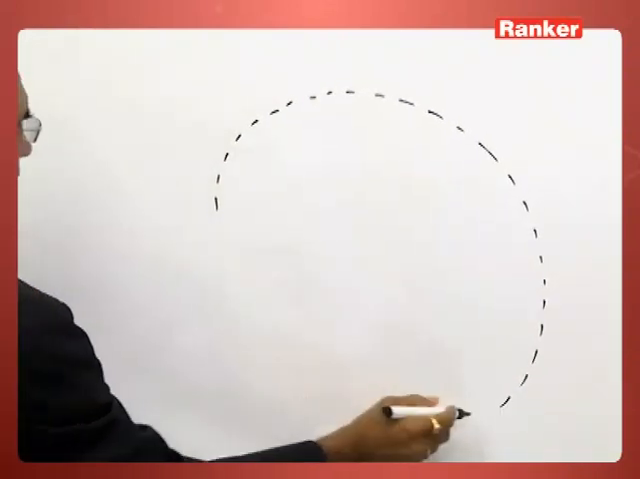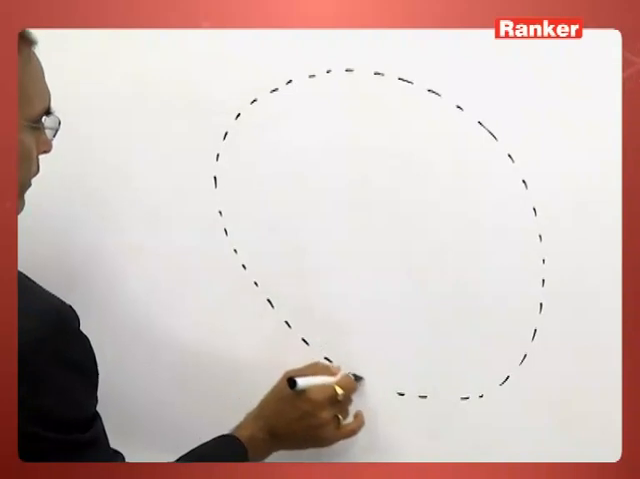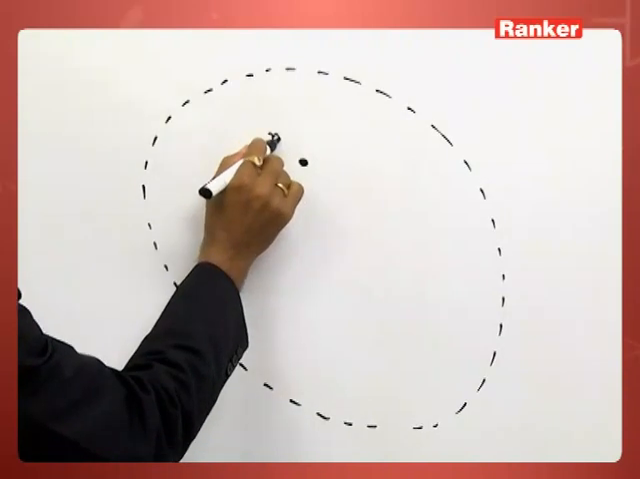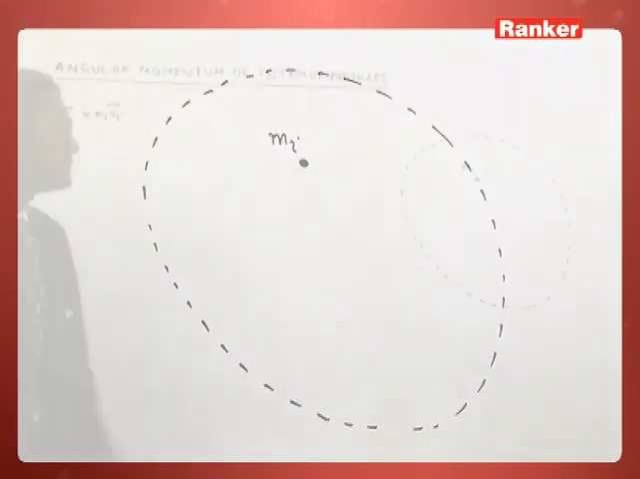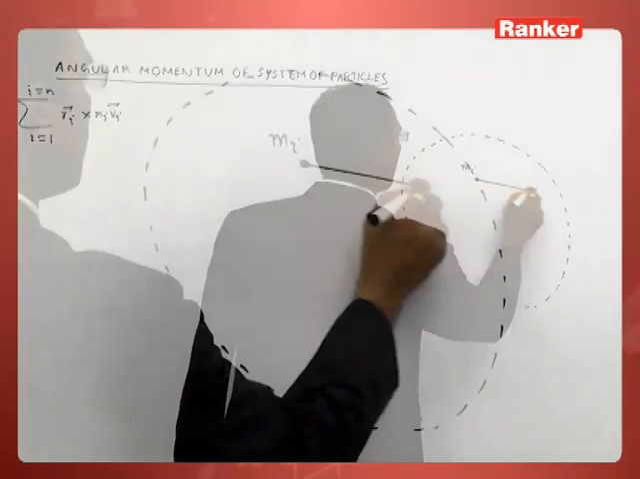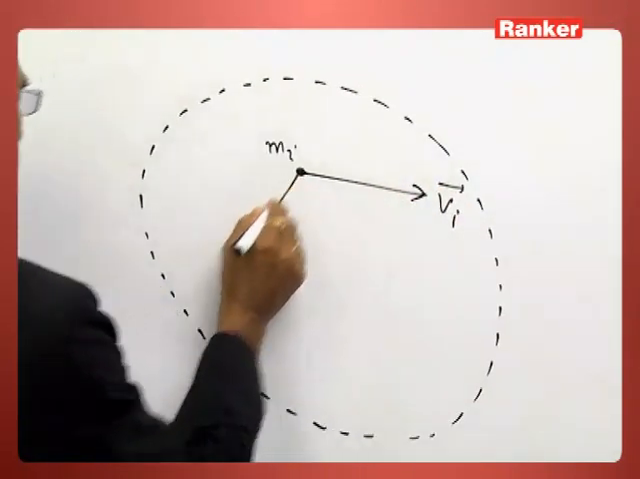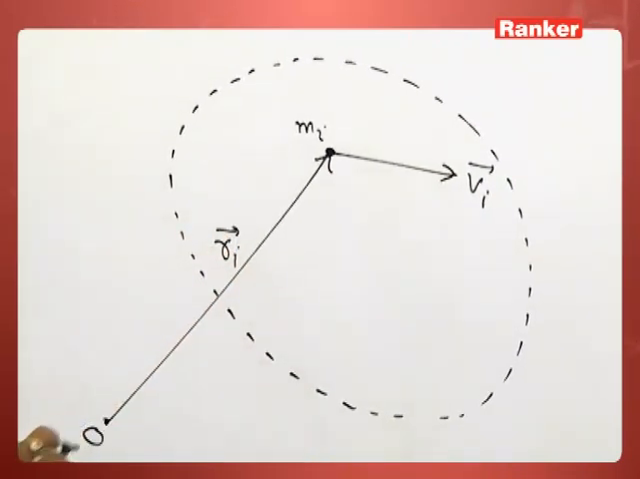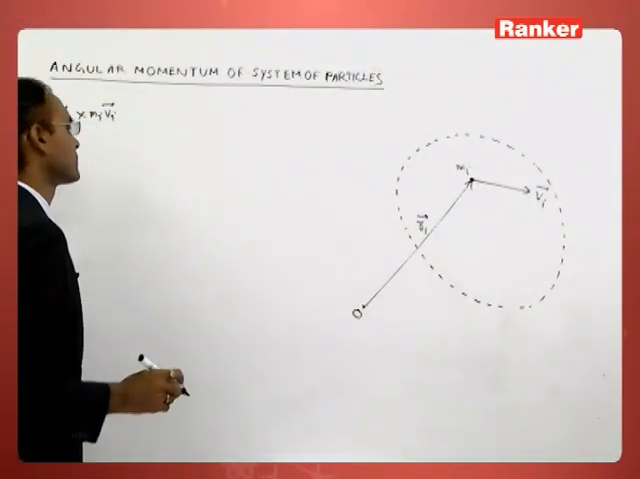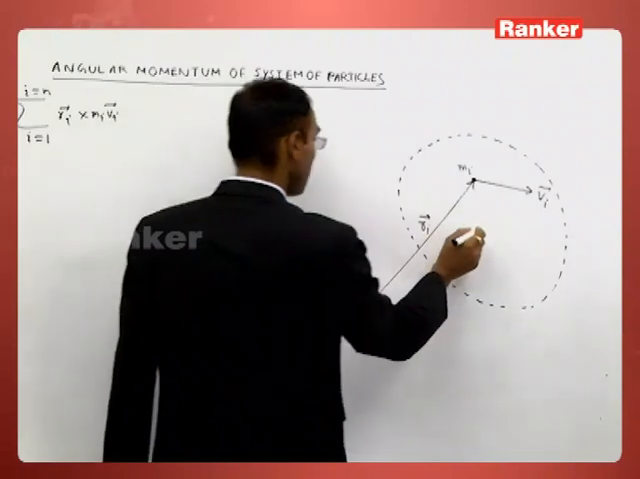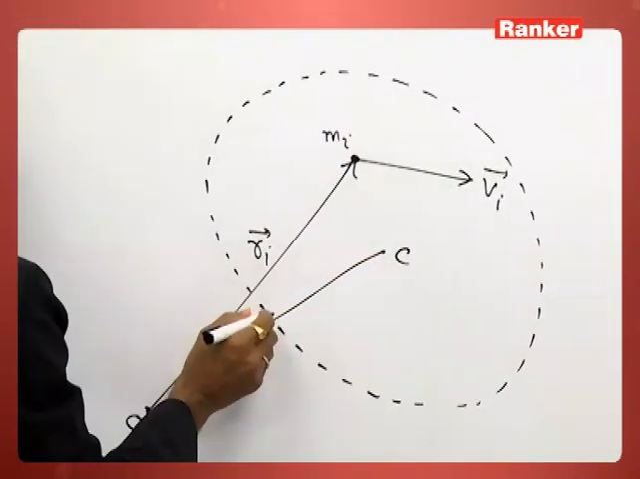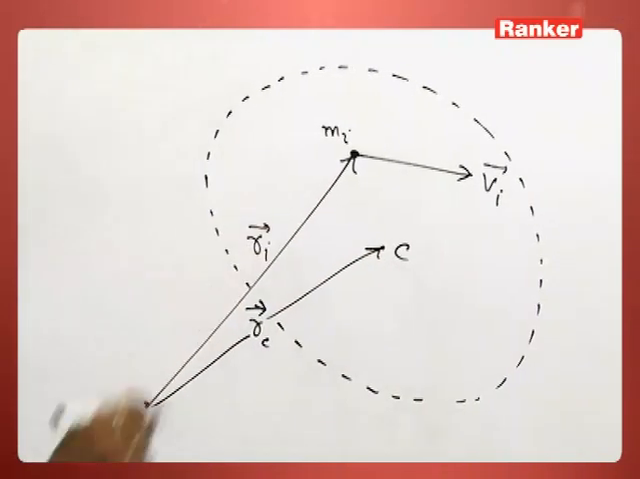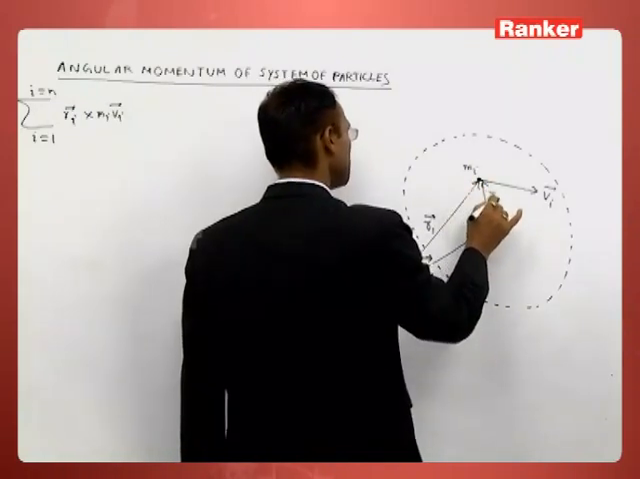In this system of particles, for the sake of clarity, let us take ith particle. Its mass be mi, its velocity is vi, position vector is ri with respect to the given reference point. Let the center of mass of the system of particles be C, and its position vector is Rc, and ith particle's position vector with respect to the center of mass is ric.